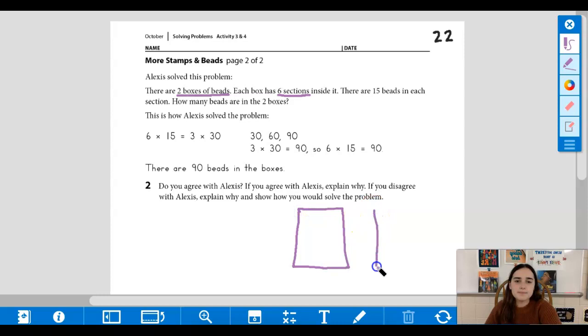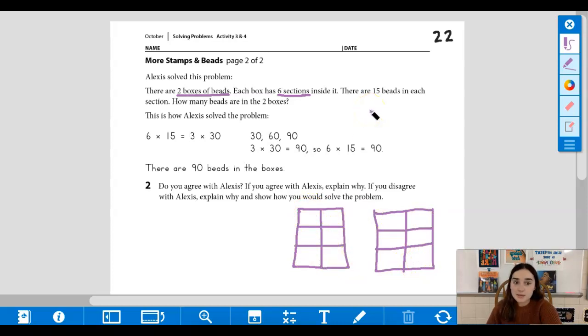There's 1, and there's 2. Now, the other important piece of information that I learned is that each box has 6 sections inside it. So I'm going to split up the box into 6 sections. Here we go. Perfect. So I have 6 in each box.